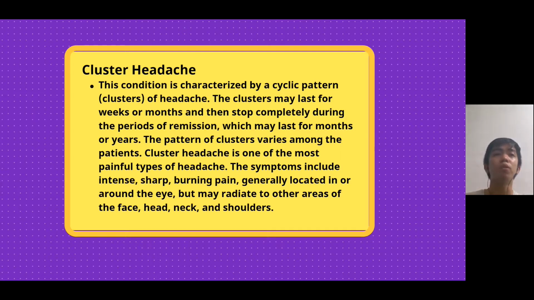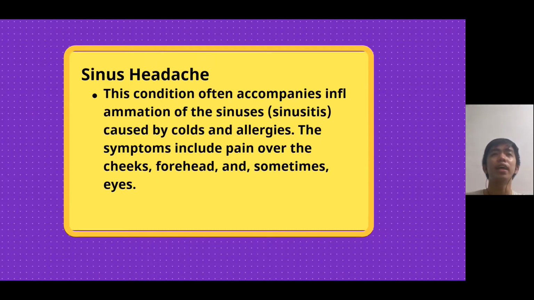Cluster headache is one of the most painful types of headaches. The symptoms include intense, sharp, burning pain, generally located in or around the eye, but may radiate to other areas of the face, head, neck, and shoulders. Next is the sinus headache. This condition often accompanies inflammation of the sinuses, or sinusitis, caused by colds and allergies. The symptoms include pain over the cheeks, forehead, and sometimes eyes.